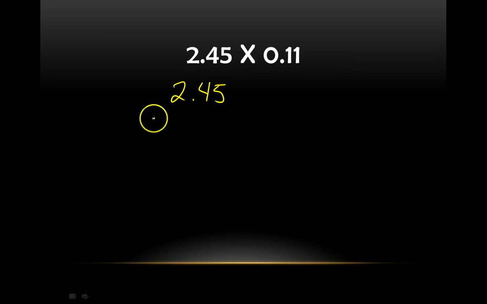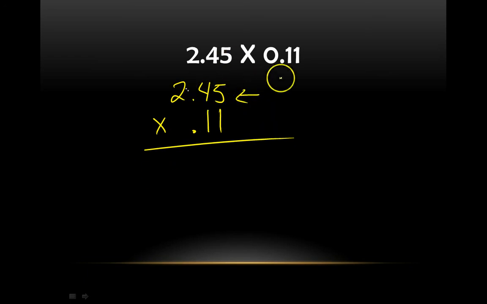2.45. Remember, we're going to write it out just like the decimals weren't there. We'll push everything to that right-hand side. Now let's multiply it, or let's first count the decimals. We have 1, 2 here. We also have 1, 2. So we're going to move it over there. Alright, now let's multiply it out.